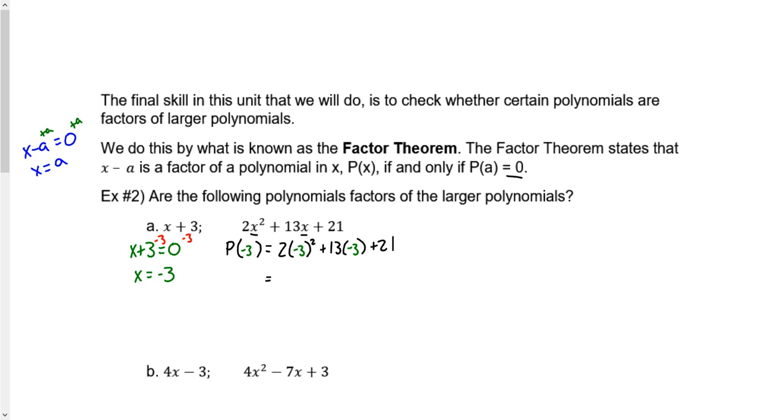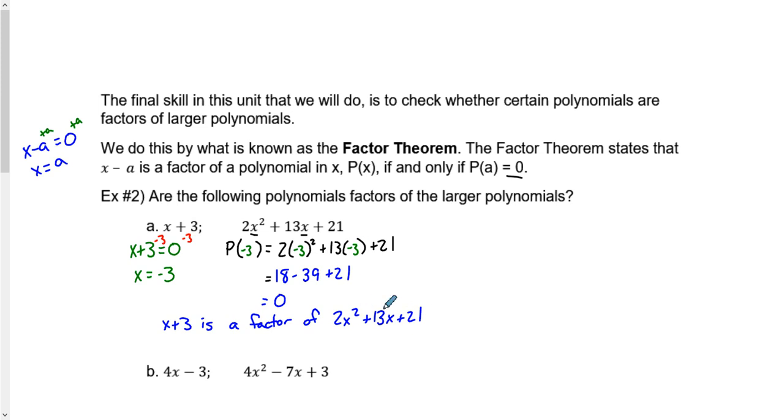So do this work. -3 squared is 9. 2 times 9 is 18. Positive 13 multiplied by -3 is -39. Add 21. That comes out as 0. So that says that x plus 3 is a factor of 2x squared plus 13x plus 21.